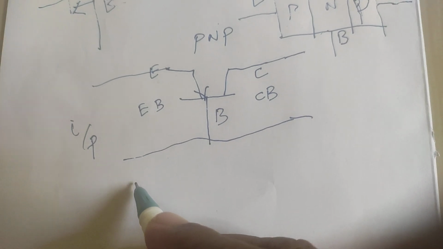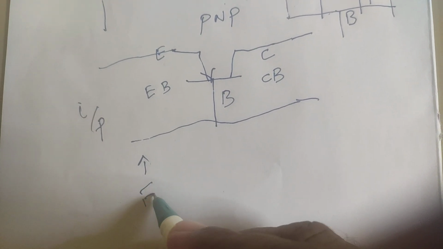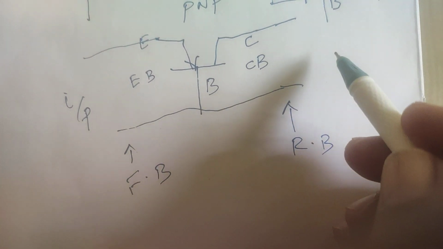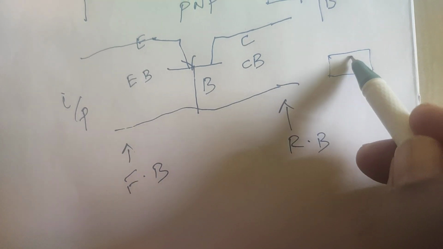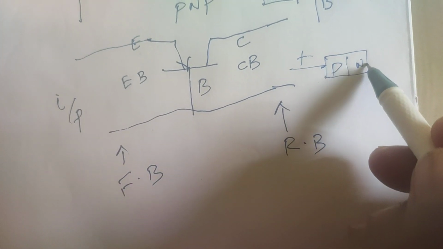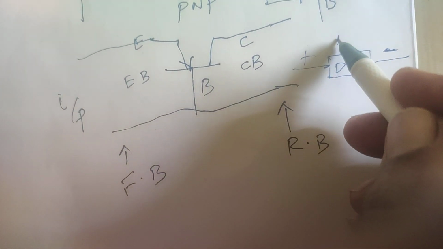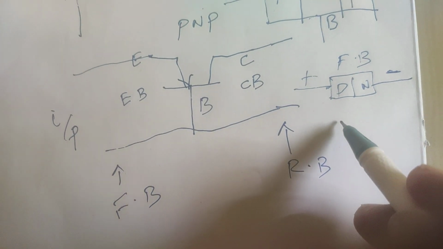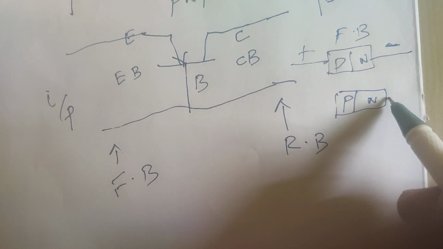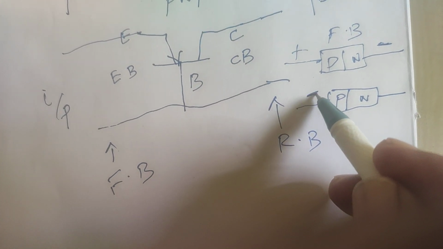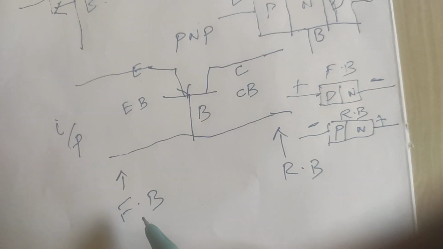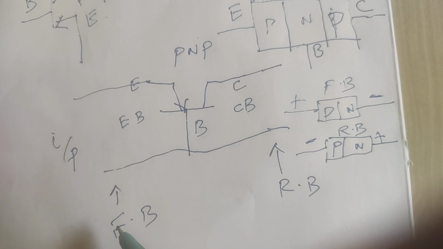So the condition for an amplifier: input is forward bias, output port is reverse bias. In the PN junction, if P gets positive and N gets negative, then it is forward bias. In the PN junction, if P gets negative and N gets positive, then it is reverse bias.